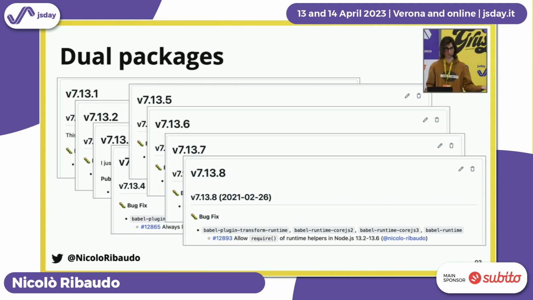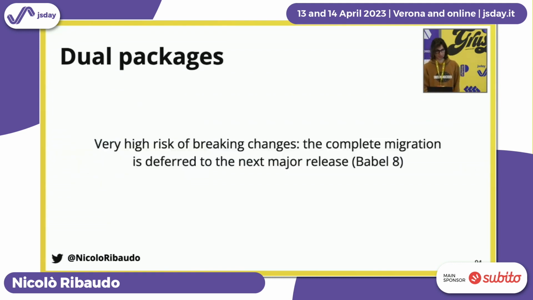The problem is that Babel runtime was used in your application code, so it was bundled, and so we need to make sure not to break the build process of all our users. So after migrating a single package, we realized that the risk of breaking changes was too high. So we decided to release the complete migration of our main code in the next major release, which is Babel 8.